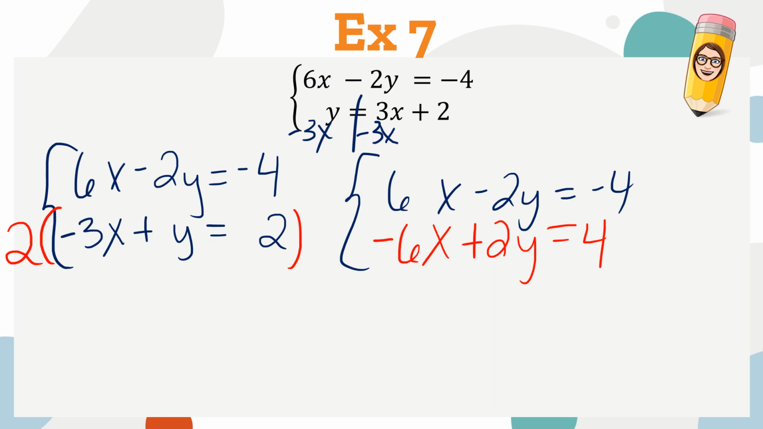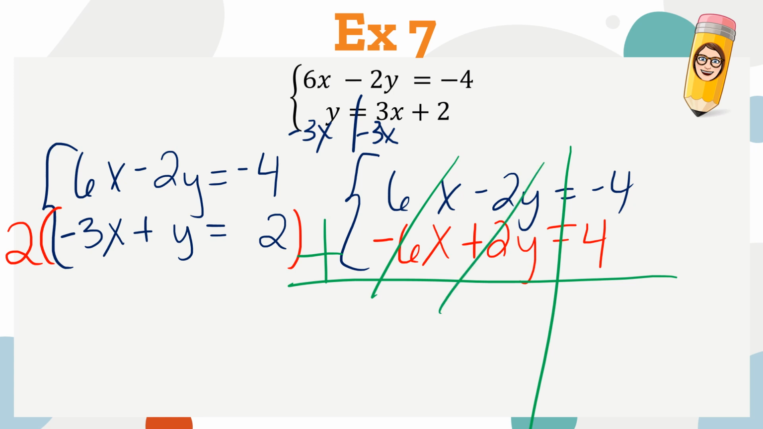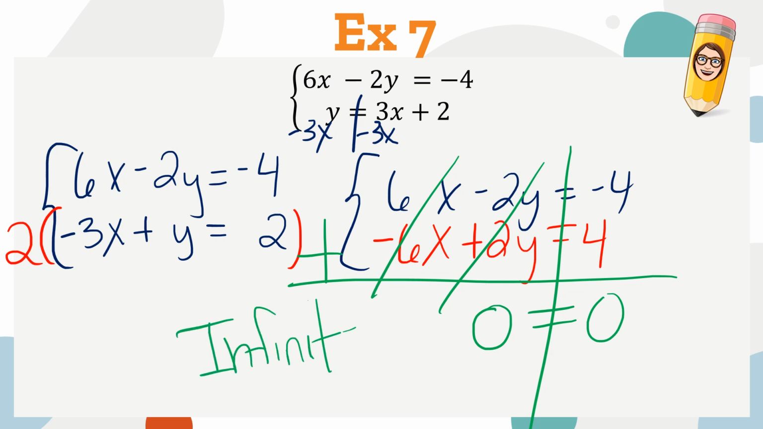Step 3, time for old school addition. If I take a look at what happens. Positive 6x and negative 6x cancels. Negative 2y and positive 2y cancels, but I need something, so let's say 0. Negative 4 plus 4, that's 0. Is 0 equal to 0? Yes. That means we're going to write infinite many solutions.